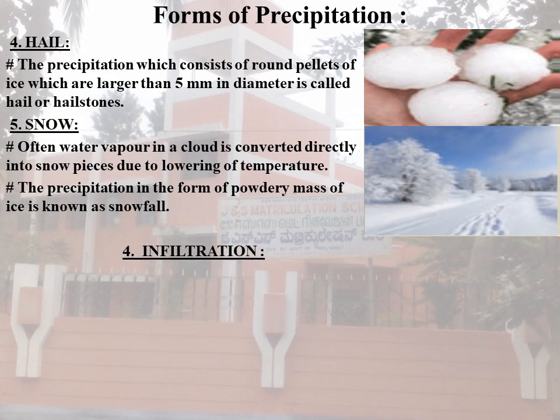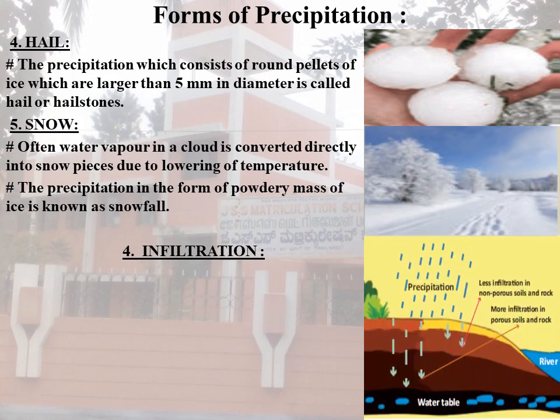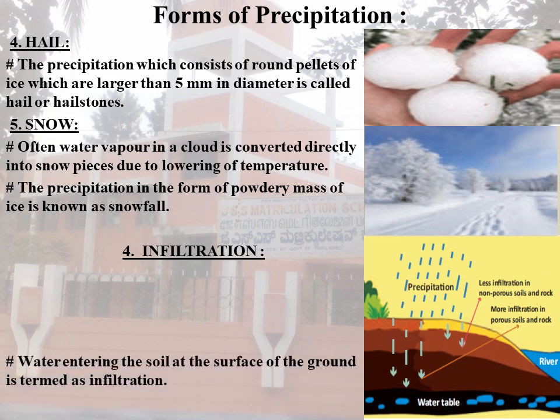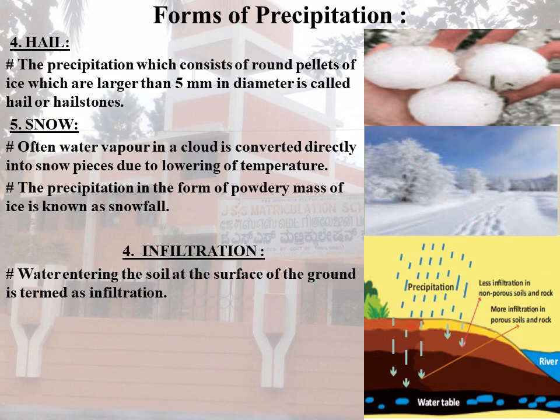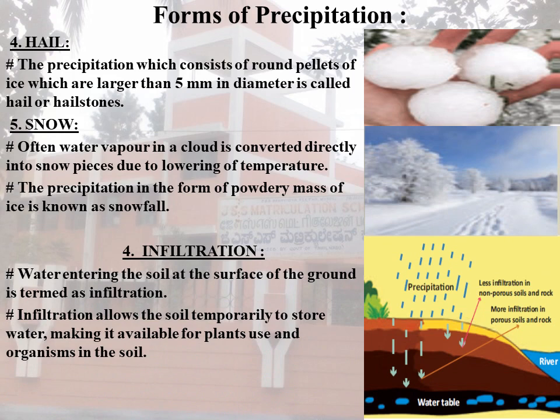The next point is infiltration. Water entering the soil at the surface of the ground is termed infiltration. Infiltration allows the soil temporarily to store water, making it available for plant use and organisms in the soil. Infiltration is an important process where rainwater soaks into the ground through the soil and underlying rock layers. Some of this water ultimately returns to the surface through springs or low spots downhill. Some of the water remains underground and is called groundwater.